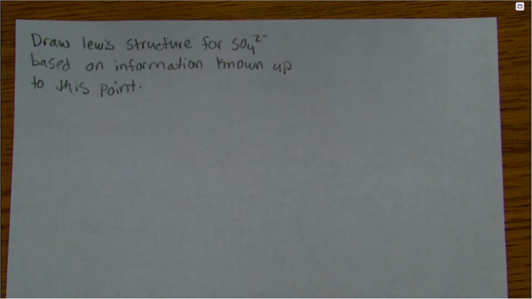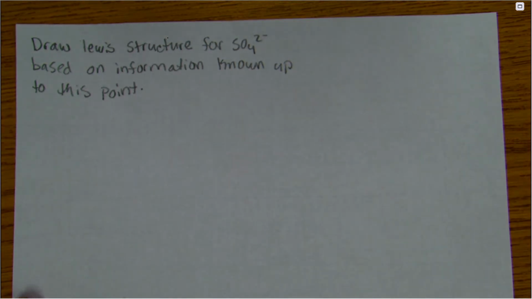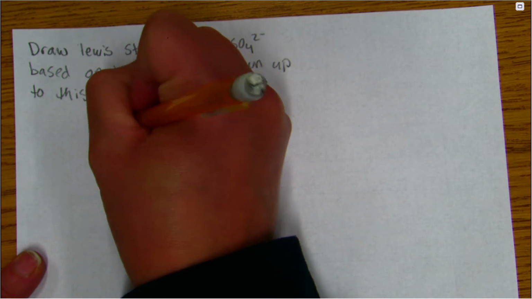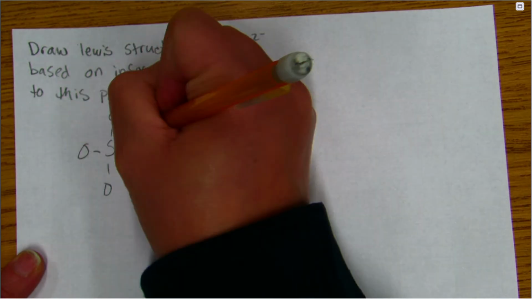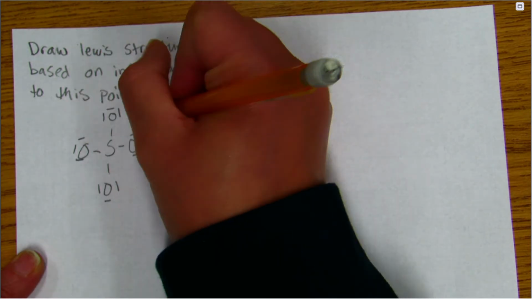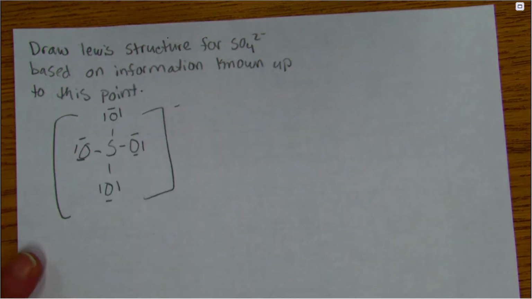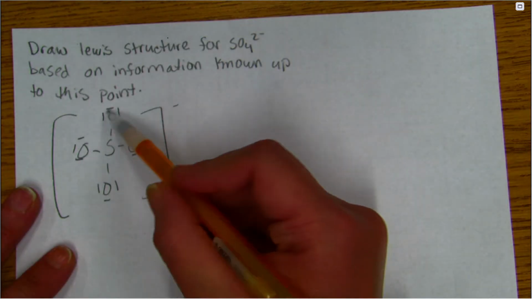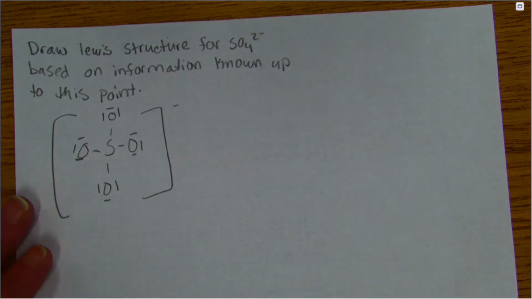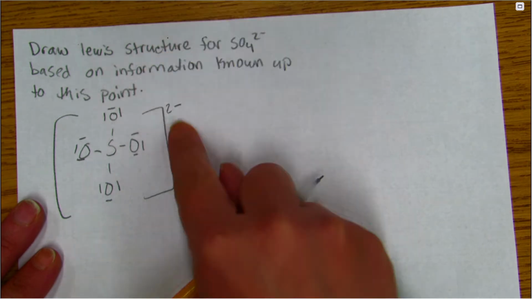All right, so what I'd like for you to do in this lesson is start by pausing this video and draw the Lewis structure for sulfate based on the information that we have been provided up to this point. So when you drew sulfate, you should have found that it looks something like this. Here's sulfate, where oxygen has our lone pairs, which I've just drawn a line for instead of the dots. That's fine. And it is a 2 minus.